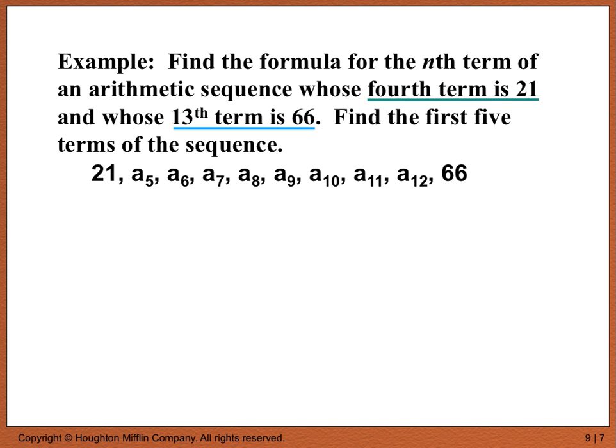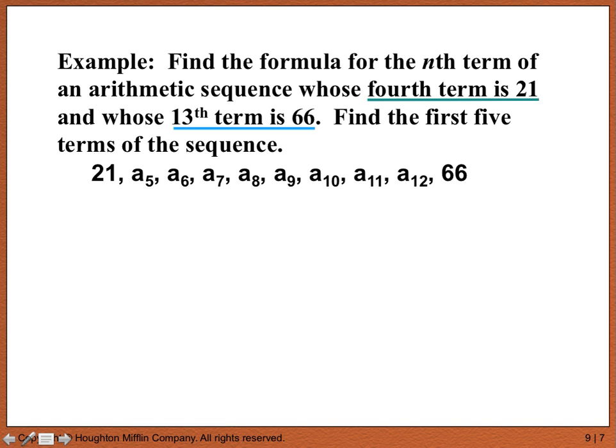There's a long way to do this, and I'm going to show you the long way first, because the long way always works, and it's easier to understand at first. So doing this the long way, I simply write out what I know. Okay, the problem tells me that the 4th term is 21. So see how I have 21 here? Well, 21 is my 4th term.